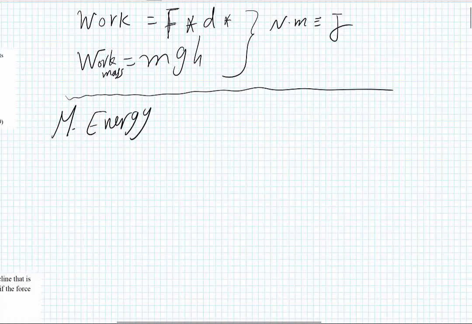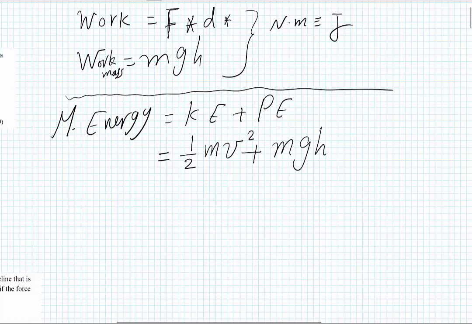and we will study the mechanical energy, has two types, the kinetic energy and the potential energy. The kinetic energy plus the potential energy gives you the total mechanical energy. The kinetic energy is half times m times v squared, where v is the speed, not the velocity. And the potential energy, we focus on the gravitational potential energy, which is m times g times h. So half mv squared plus mgh is the total mechanical energy of an object. The unit of the energy also is joule.